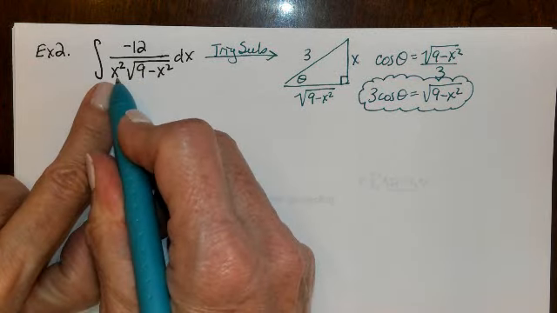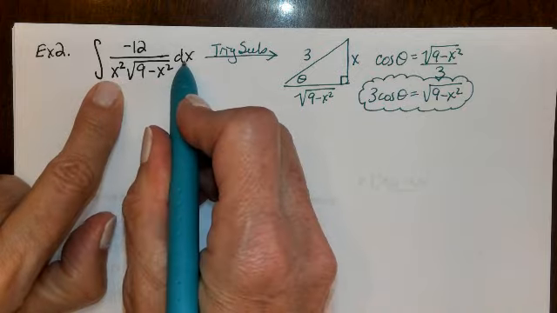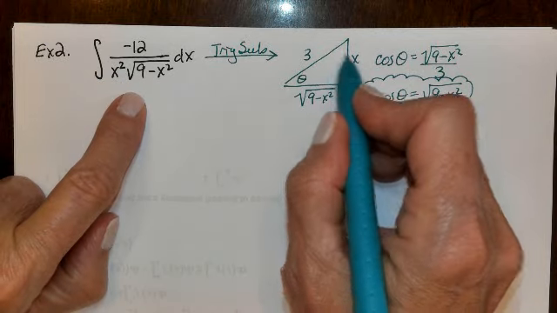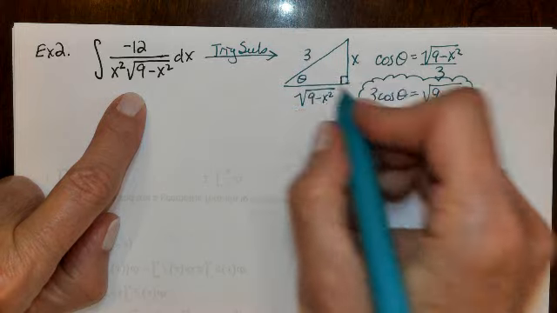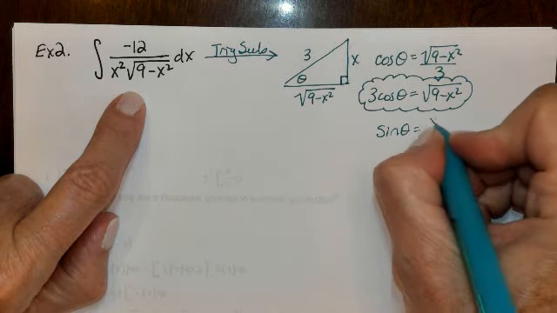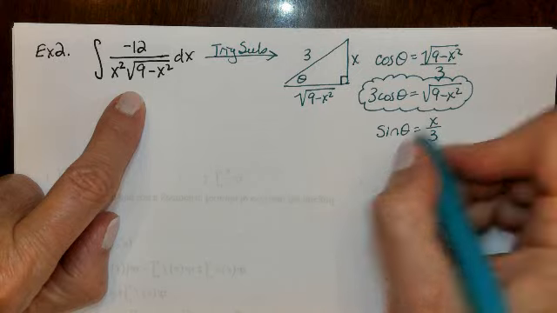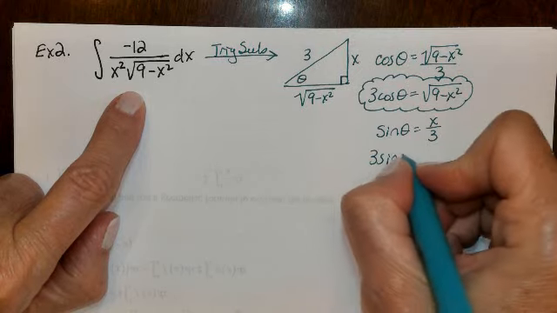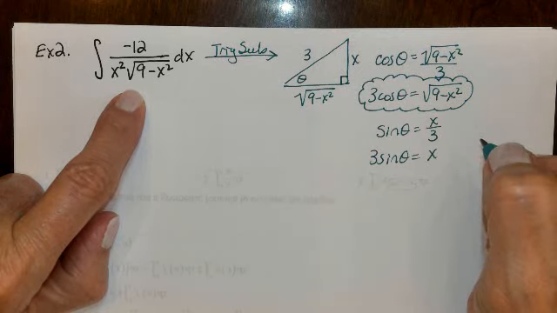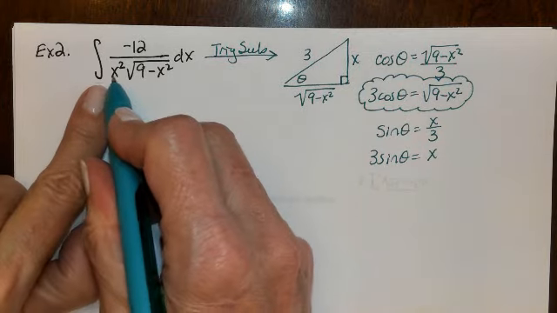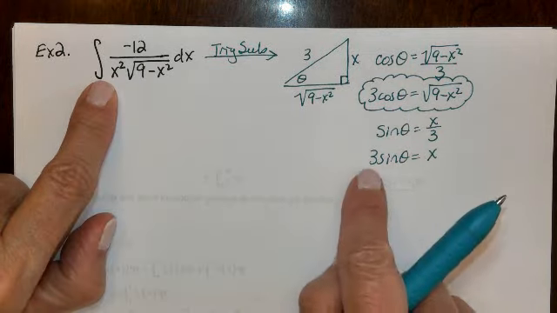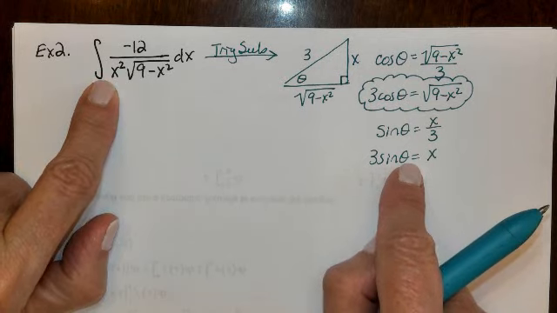Now I need to substitute something in for x and dx. So now I'm going to make my trig ratio involve the x and the 3. So I'm going to use sine. Sine of theta is x over 3. So 3 sine theta is x. Okay? So now I know what I can put in place of the x squared: 9 sine squared of theta.